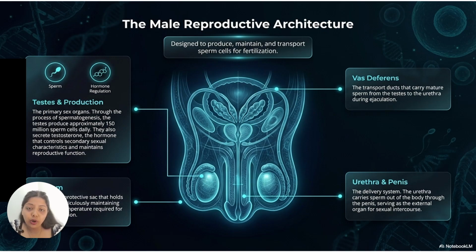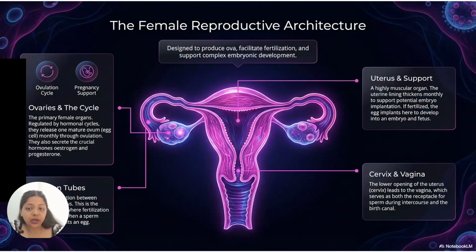Now, let's look at the other reproductive part, which is the female reproductive system. The ovaries produce the female gamete called ova or eggs and also release important hormones. The fallopian tube carries the egg from the ovary toward the uterus.